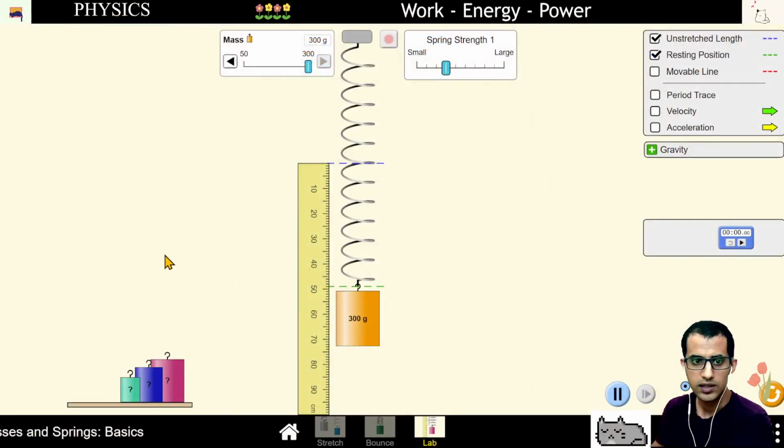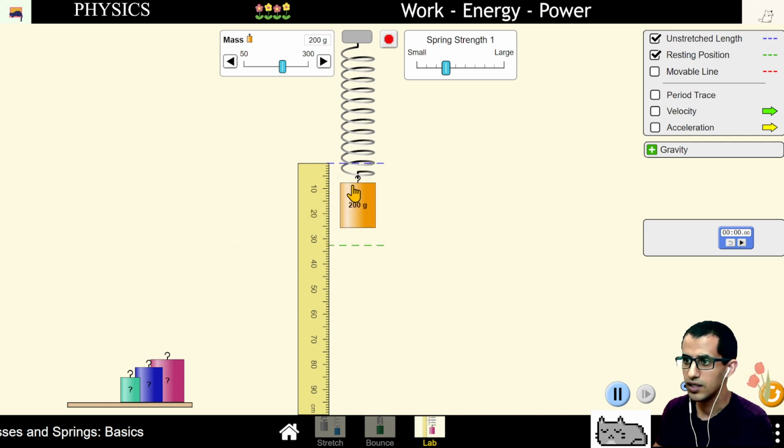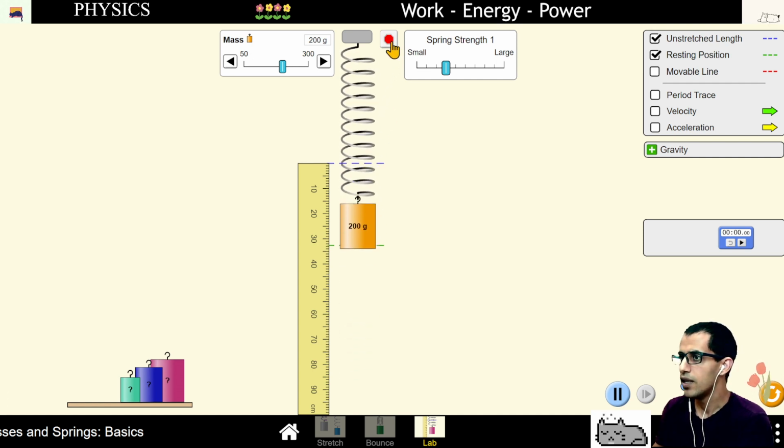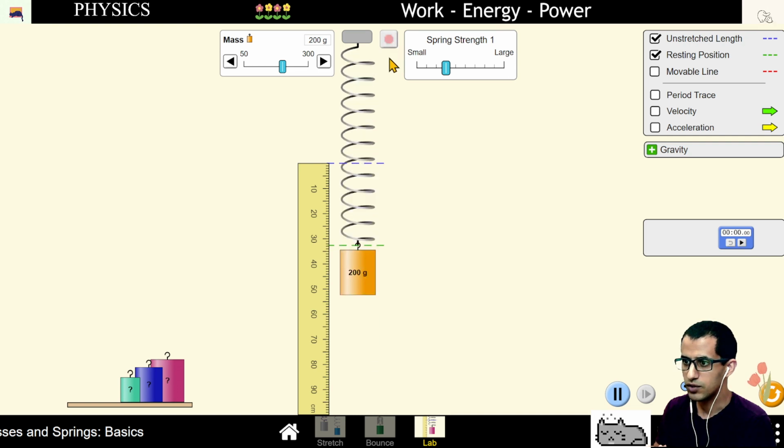So here is the PhET simulation for springs. Okay, I'm going to set this mass to be 200 grams. And I have a ruler here ready to measure the change in length of the spring. So when I hang this 200 gram mass, it's going to cause the spring to begin oscillating, and the energy will eventually be dissipated, and the spring will come to its new rest length, which is shown here.